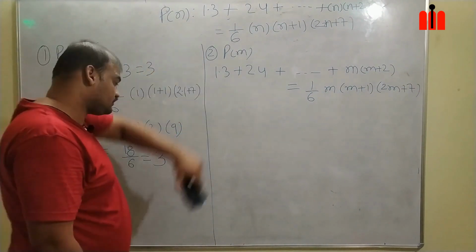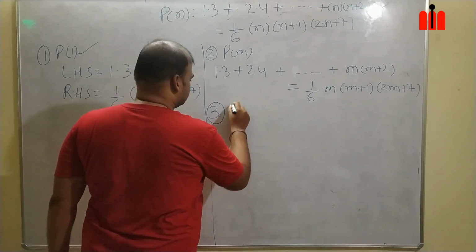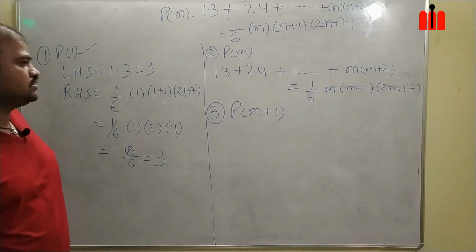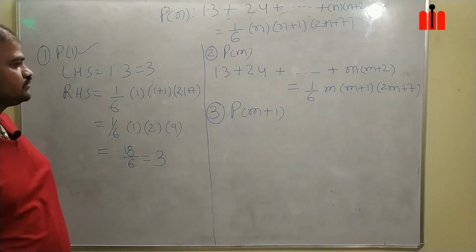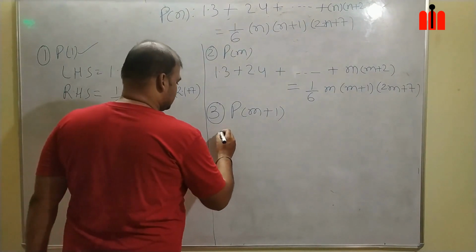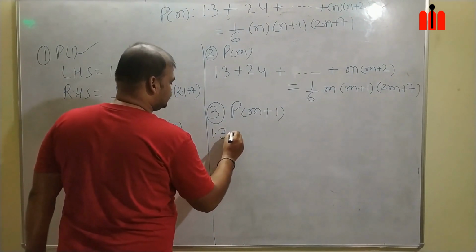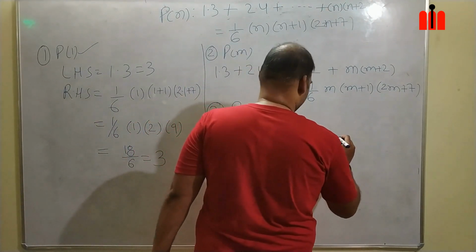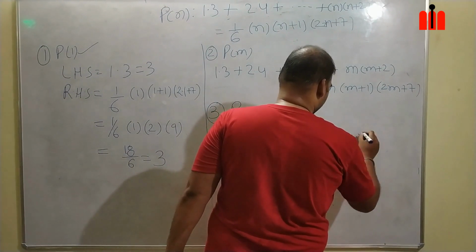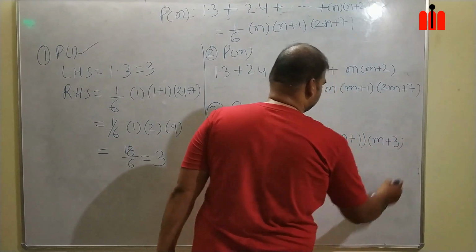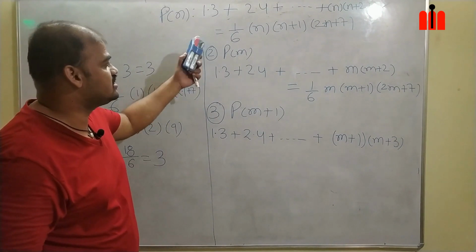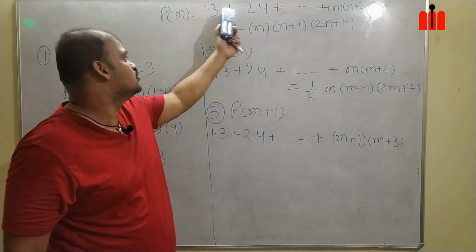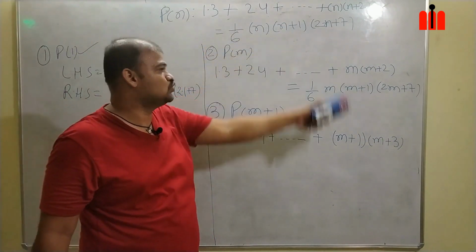Okay, now come to the induction step, which is our P m plus 1. So in this Pm plus 1, we can see that LHS will be 1 into 3 plus 2 into 4 plus dash dash up to m plus 1 and m plus 3. Okay. So this is a sequence and series type of category where we are having 1.3, 2.4 and like that, and n plus 2. So it is 1 into 3, 2 into 4, n into n plus 2. So there is difference of 2 to 2 in between them.